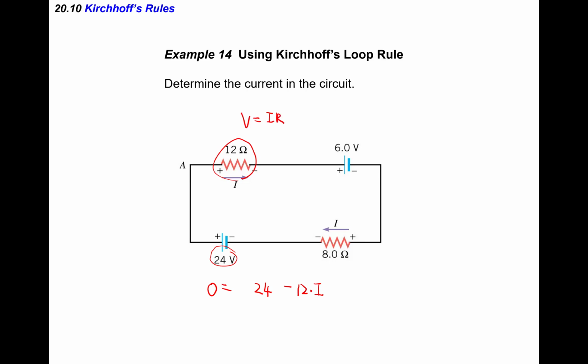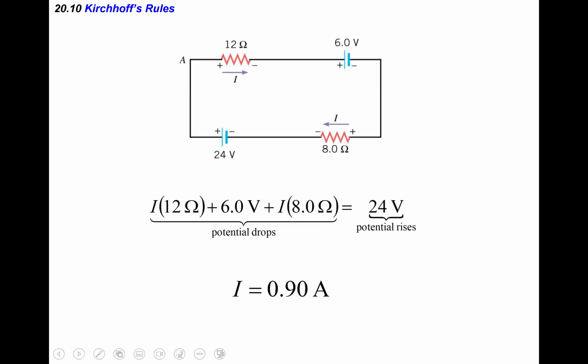And then you have another rise. So we are going to determine this is a rise, okay? And then plus 6. And then we have another drop, minus 8 times I. Okay, so you can get 0 equals 30 minus 20I, and then you can get I is 1.5, okay?